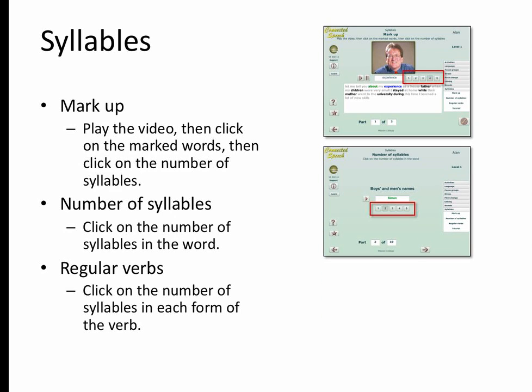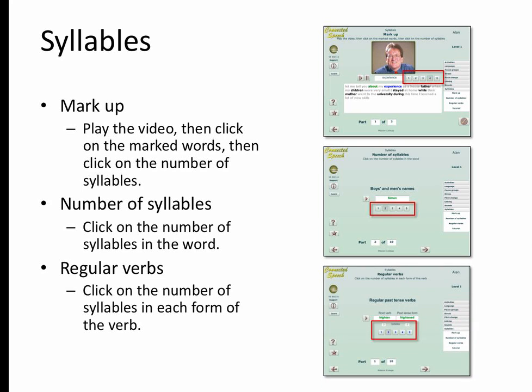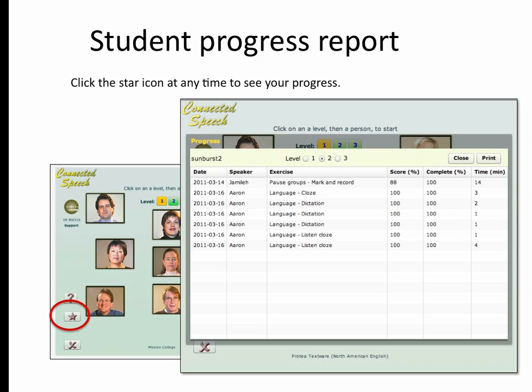In number of syllables exercise, you'll listen to a word and click on the number of syllables in that word that you heard. In regular verbs, you'll click to listen, and then you'll click to tell the number of syllables in each form of the verb.